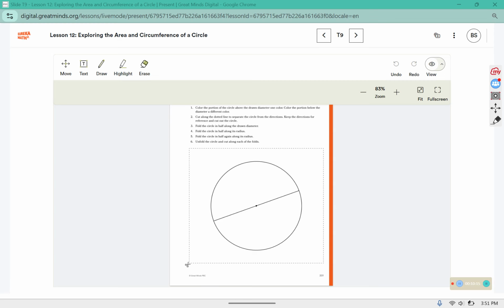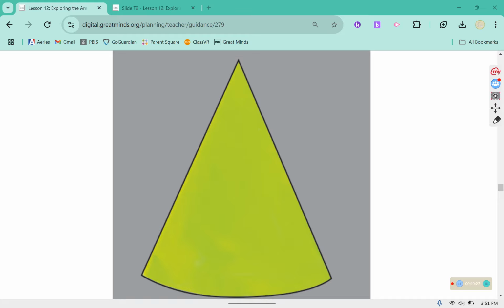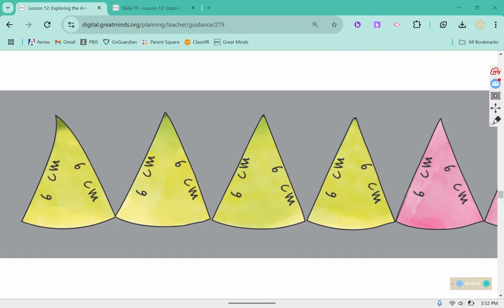Oh, before we do, we have one more step. We're going to fold it along the radius a second time. So fold along the radius once and then a second time. So it will look like this. Then unfold it and cut along all the folds. When you unfold it, you should have several sections. When you cut it, you should have these triangular shaped pieces.